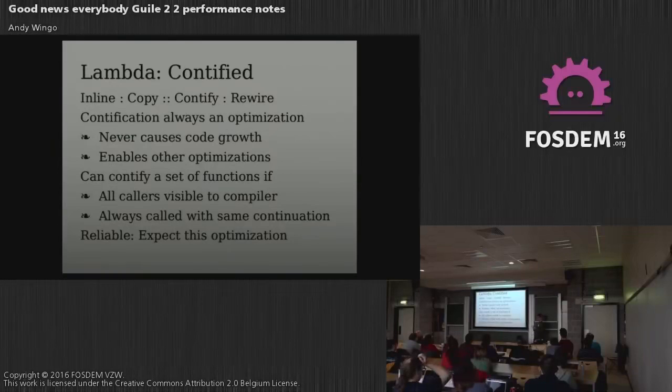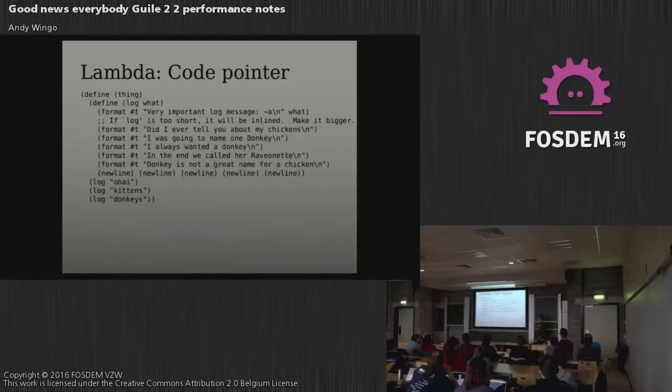And because you do that, you enable more optimizations because you turn this higher order flow graph into a first order flow graph. It's kind of complicated, but just know that if you call a function and it always returns to the same place, always returns to the same continuation, which is one of the reasons it's called contification, then it will be contified. It will be wired directly into its caller. And it's a very reliable optimization. Once you get a feel for when this is going to happen, you can expect it. So the next representation is a code pointer.